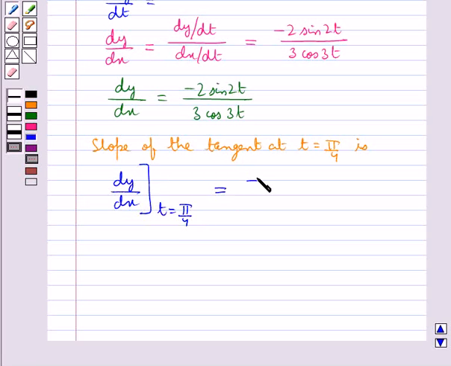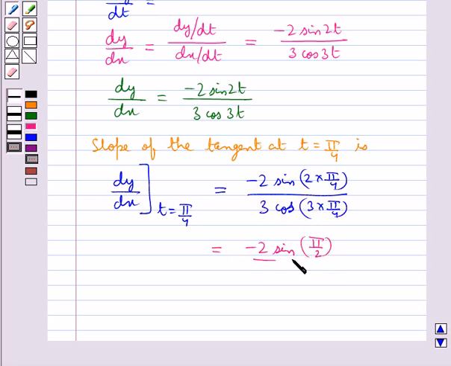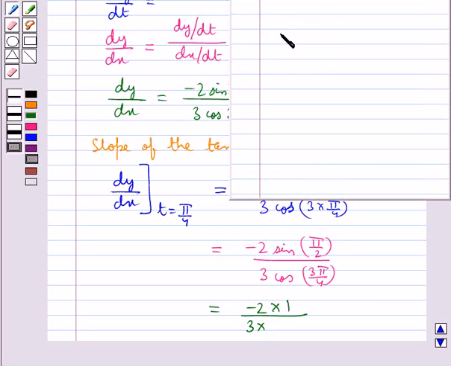So this would be equal to minus 2 sin 2 into pi by 4, that is, we put pi by 4 in place of t, upon 3 cos 3 into pi by 4. This further is equal to minus 2 sin pi by 2 upon 3 cos 3 pi by 4. Now we know that sin pi by 2 is 1, so this is equal to minus 2 into 1 upon 3 into, now we find out cos 3 pi by 4, this would be equal to cos of pi minus pi by 4, that is, this would be equal to minus cos pi by 4, which gives us minus 1 upon root 2 is the value for cos 3 pi by 4.